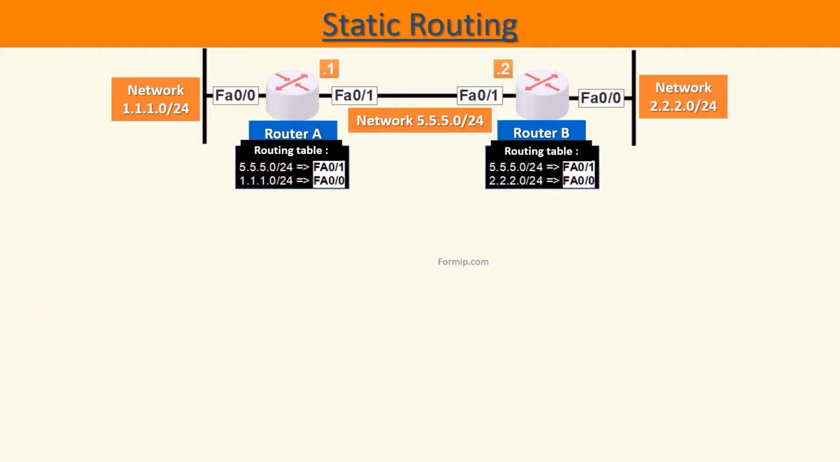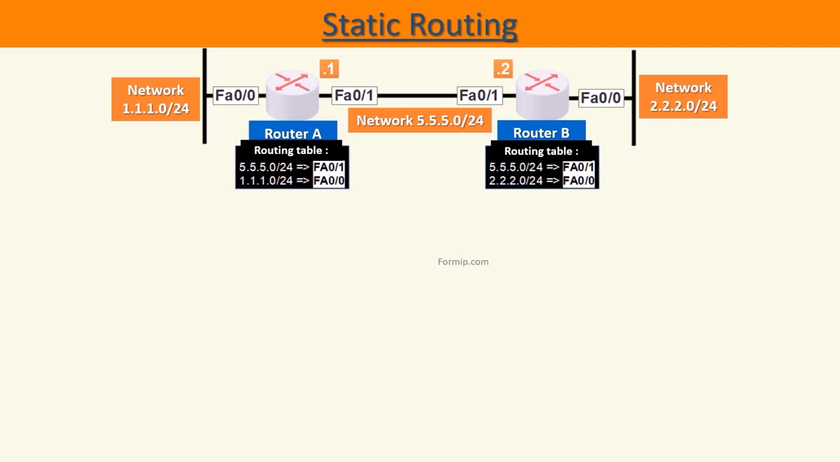Now we will talk about static routing. Here we have two routers. Router A has two FastEthernet interfaces, 0/0 and 0/1. The 1.1.1.0 network was configured on the 0/0 port, and the 5.5.5.0 network is on the side of the 0/1 interface. Router B also has two FastEthernet interfaces. The 2.2.2.0 network is on the side of the 0/0 port, and we find the same network as router A, the 5.5.5.0, on interface 0/1.